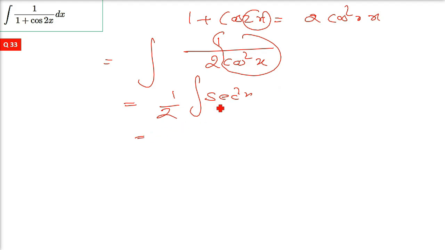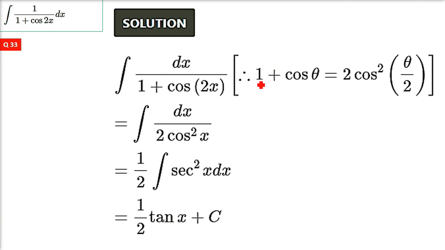What is sec square x? Sec square x dx has the standard result which is tan x. Half was already there, so it is tan x divided by 2 plus the constant of integration. This is your final result. So if you understand that the relationships of trigonometry are playing a key role, all questions are only dependent on trigonometry here. So please remember or learn by heart all these trigonometric identities.